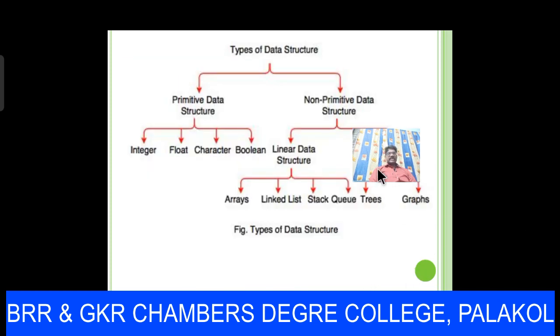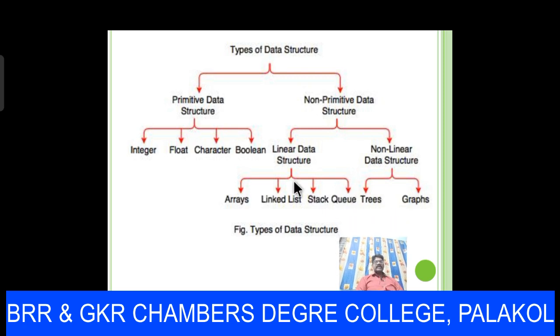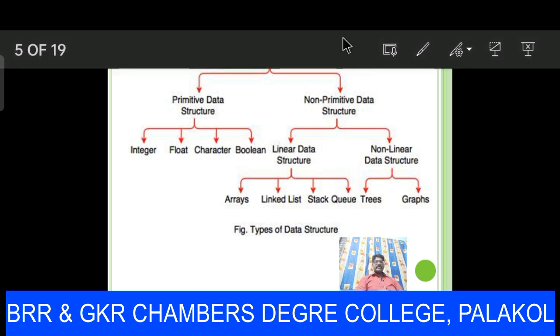So the data structure can be classified into the following types. Data structures can be classified into two types. One is the primitive data structure and another is the non-primitive data structure. Primitive means integer, float, character, boolean data types. These are the fundamental data types or primitive data types. Non-primitive data structures can again be classified into two types: linear data structure and non-linear data structure.